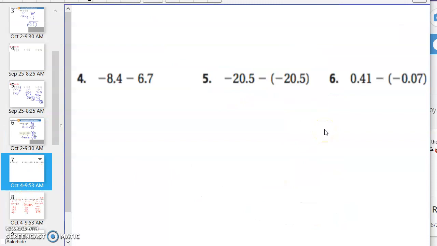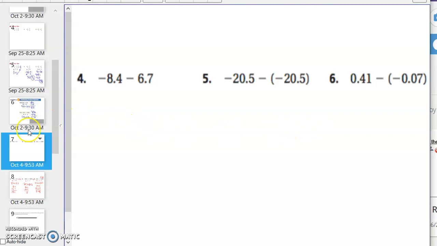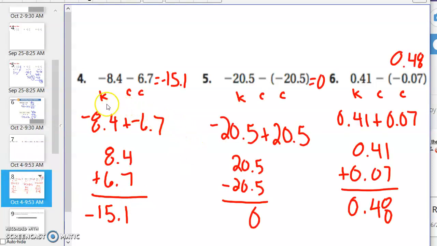Please pause the video and answer these ones on your own. All right, to check each of these, remember keep, change, change. So negative 8.4 stays the same, plus the opposite of 6.7 is negative 6.7. I have the same sign, so I add them and keep the same sign. That's negative 15.1.